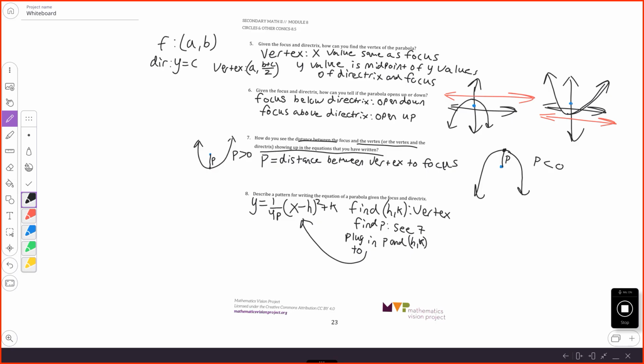I did skip to 8.5 because I felt like we didn't need to do as much with 8.4 as I initially thought, because I believe you all have backgrounds with working with quadratics.